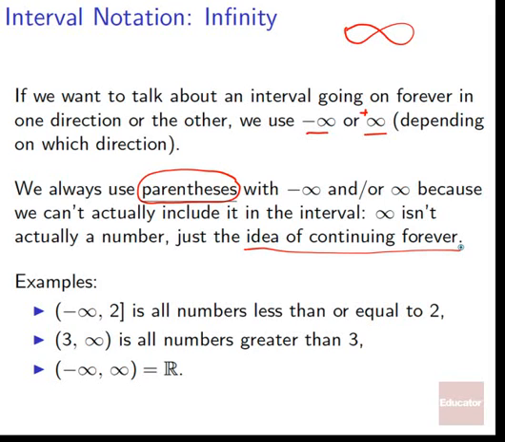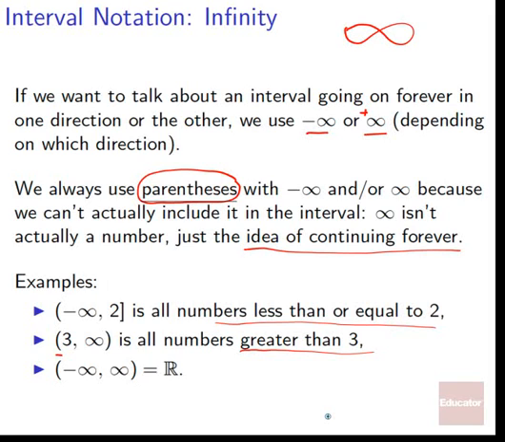So, for example, we could have negative infinity to 2 with a square bracket on the 2. That's going to be all numbers less than or equal to 2, everything starting at negative infinity and working all the way up until 2, and we'll actually get to 2 and achieve it. 3, infinity with parentheses on both of them is going to be all the numbers greater than 3, but we won't include 3 because we don't have a bracket on it. We've got a parenthesis on the 3, so it's everything from 3, but not actually including 3. We'll get really, really close to 3, but we'll never actually achieve 3.